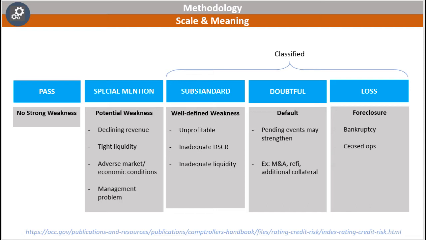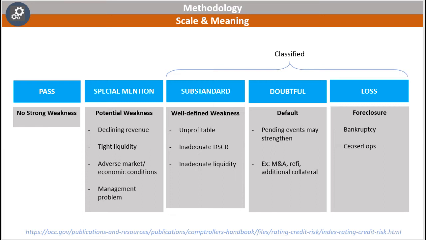A substandard asset has a well-defined weakness or weaknesses that jeopardize the liquidation of the debt. Examples include being unprofitable, inadequate debt service coverage ratio, or inadequate liquidity. When the risk of default is realized, loans are classified as doubtful. Because of high probability of loss, non-accrual accounting treatment is required for doubtful assets for regulated entities. Assets classified loss are perceived to not have any chance to be a performing loan again, and liquidation of collateral starts.